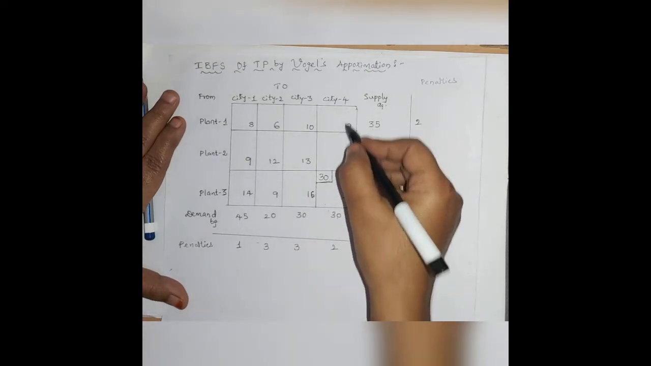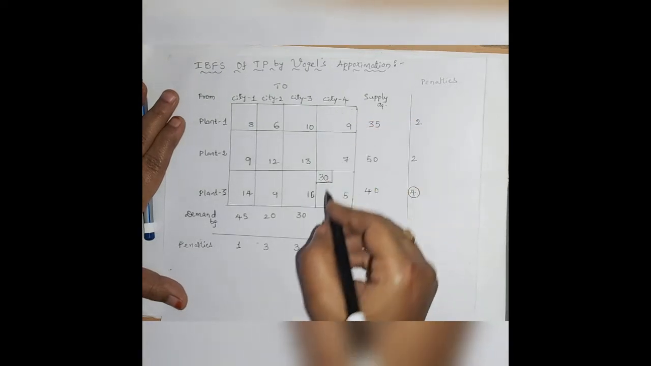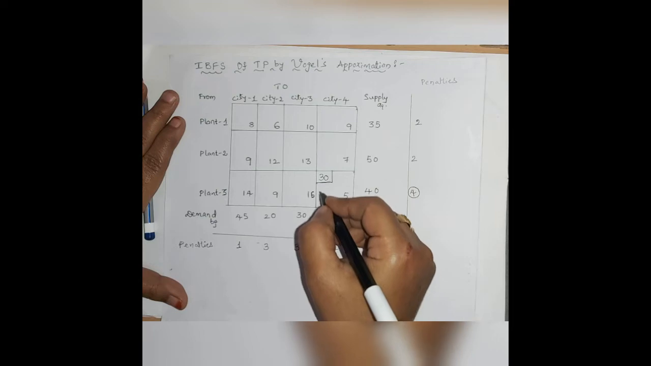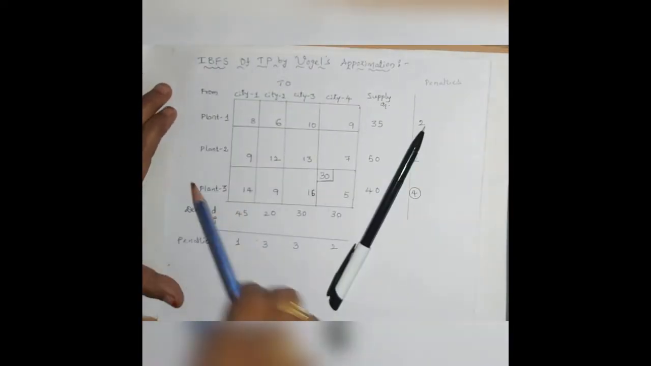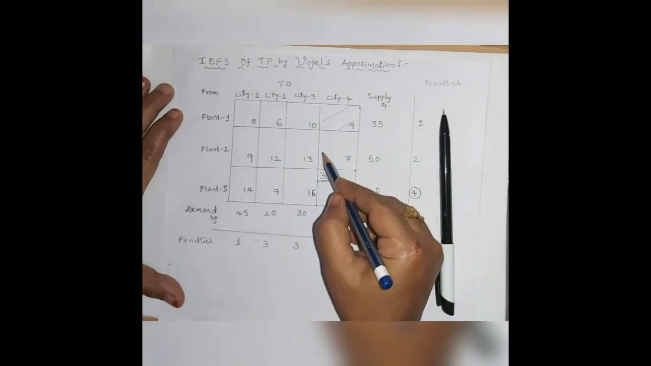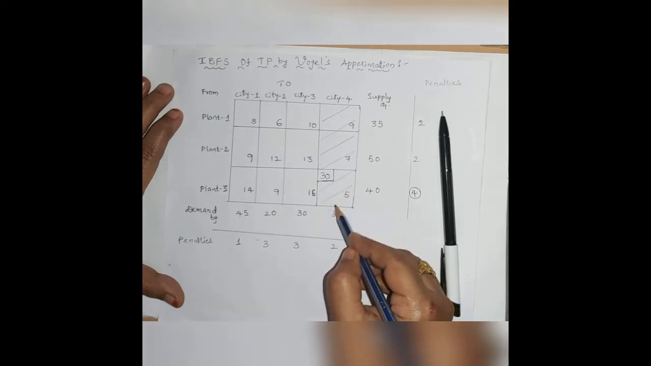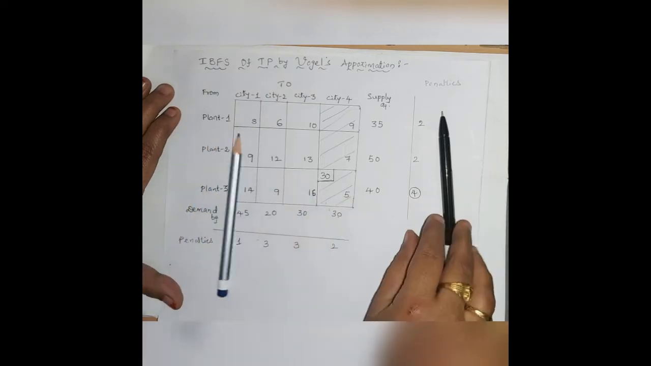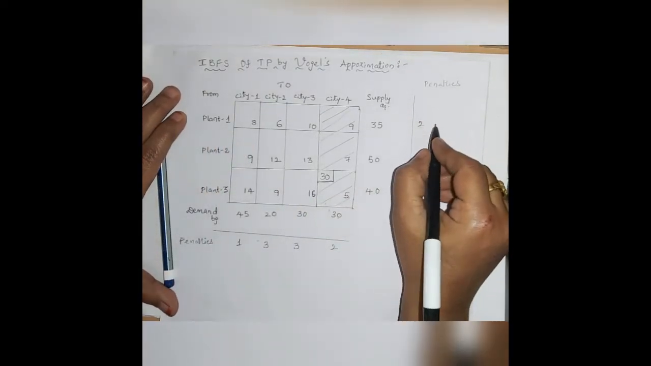That is because city 4 has a demand of 30 units, and since its demand is fulfilled, cross off this particular column, since I am not going to allot anything more to city 4. Okay. So now again revise the penalties.